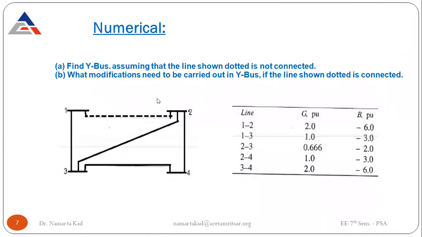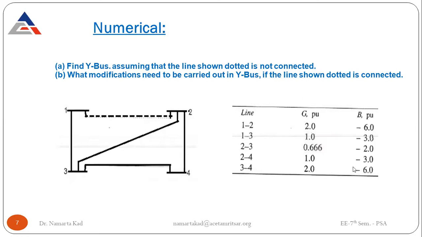Similarly, just taking one more numerical, and in this numerical, find YBUS assuming that the line shown dotted is not connected. Firstly, you have to formulate YBUS, but assume that there is no connection between 1 and 2. And in the B part, what modification needs to be carried out in YBUS if the line shown dotted is connected? So in the B part, if this connection is there in the network, then how does it affect the YBUS?